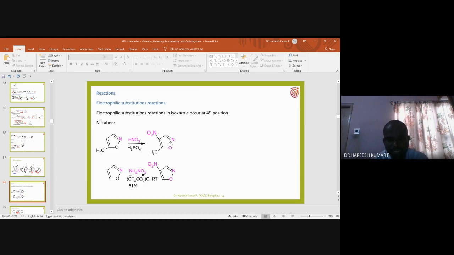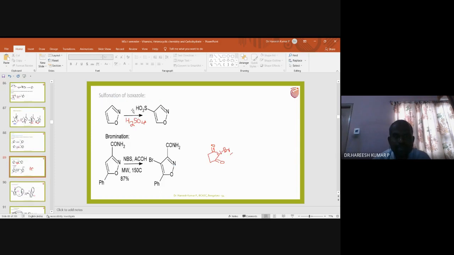So with this, I will go to the next slide. The next slide is the sulfonation, and this will be the bromination. Sulfonation means sulfuric acid or sulfur trioxide is used as a source for the sulfonium ion electrophile. Isoxazole undergoes sulfonation with the sulfur trioxide, giving rise to oxazole 4-sulfonic acid.